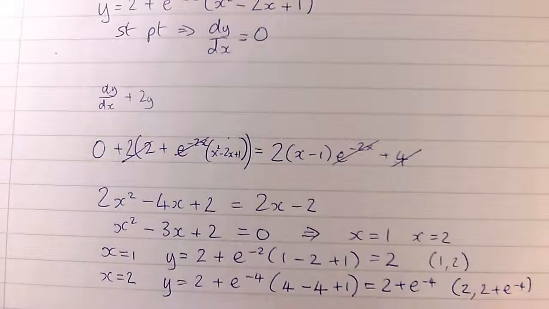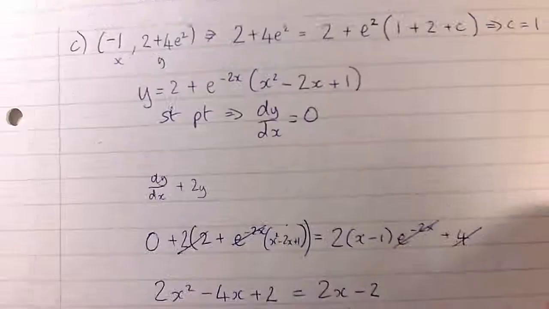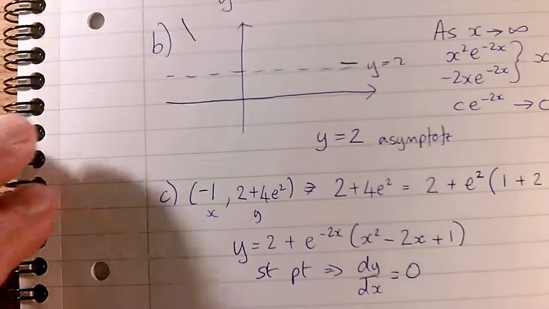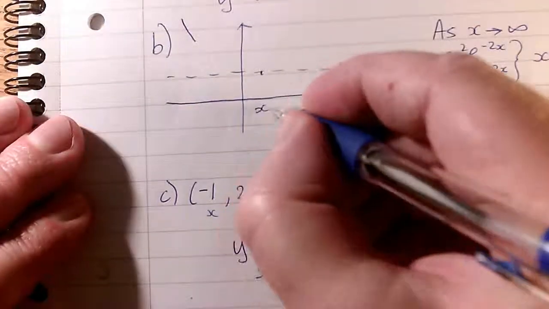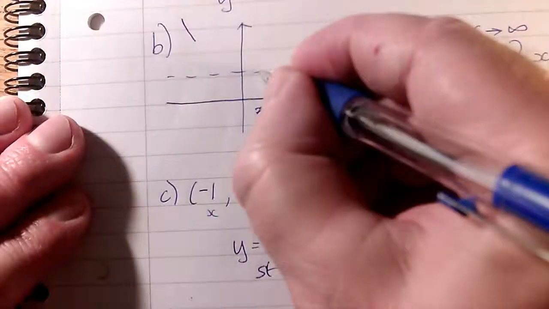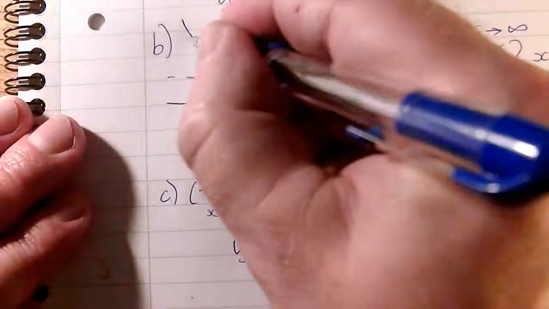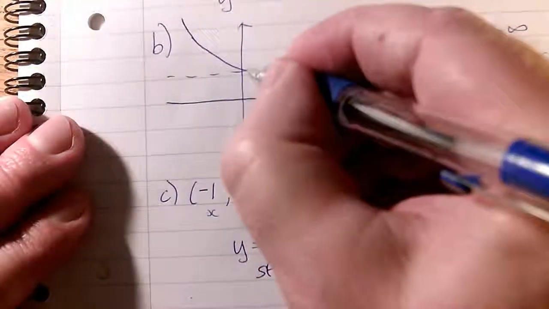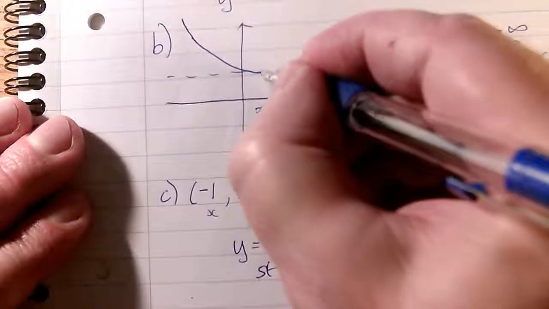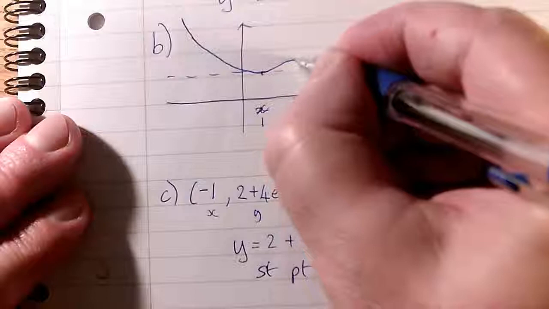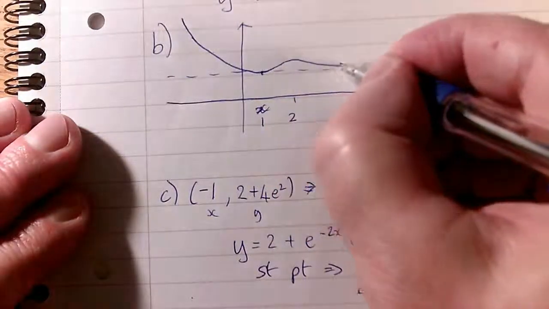Okay, so let's try and put them on the graph. So the first one had a y coordinate of 2 and the second one had a y coordinate of 2 and a bit. So on the graph here, at x equals 1 and x equals 2, the 2 is actually on the asymptote. So don't let anyone ever tell you that curves never touch their asymptotes. This one actually has the asymptote as a tangent there, has another stationary point at 2, and then it's got to tend towards its asymptote.